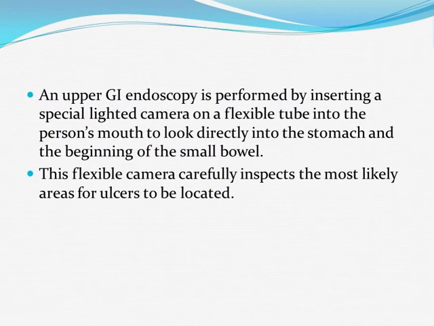An upper GI endoscopy is performed by inserting a special lighted camera on a flexible tube into a person's mouth to look directly into the stomach and the beginning of the small bowel. This flexible camera carefully inspects the most likely areas for ulcer to be located.